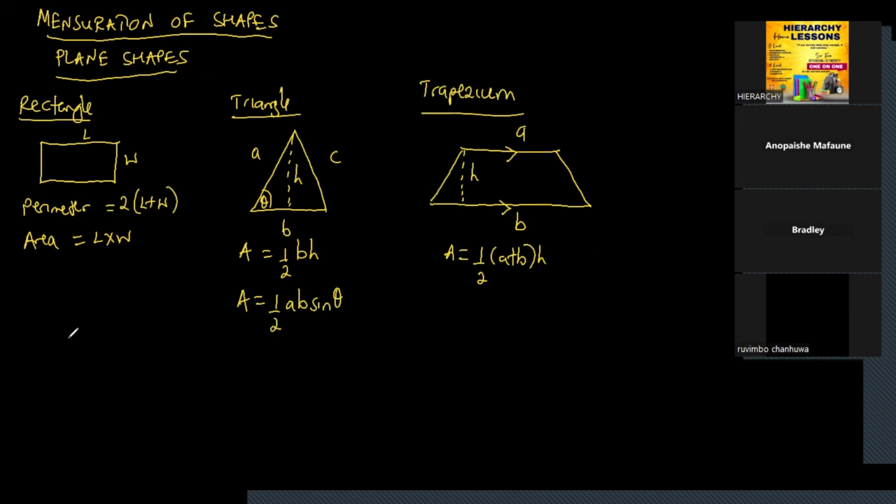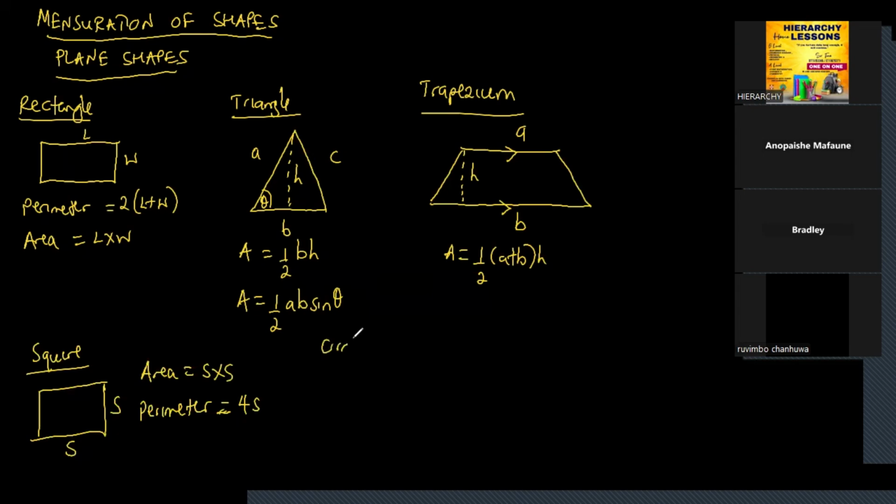And then for a square, we know that a square is like this. So it is this side and then this side. So the area of a square is equal to side times side. And then the perimeter is equal to 4s. So that's the perimeter of a square.